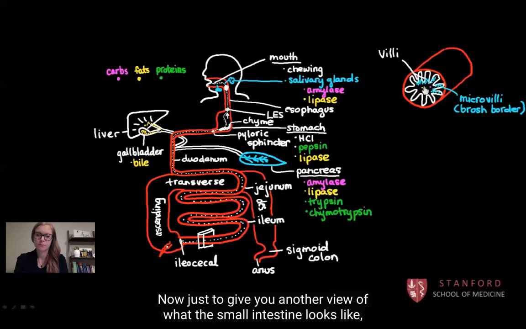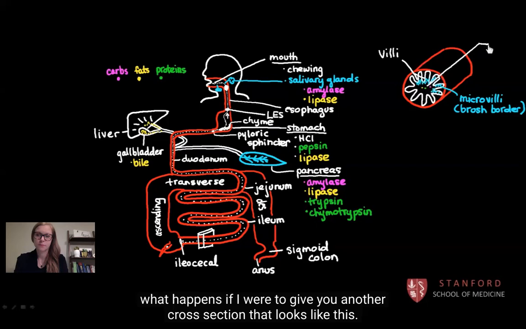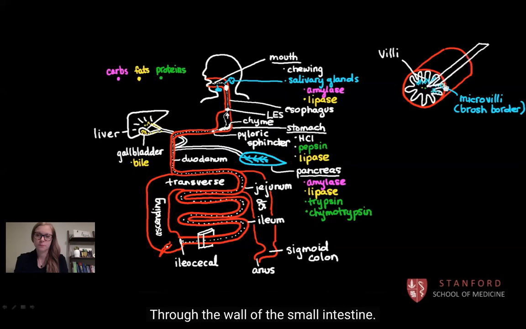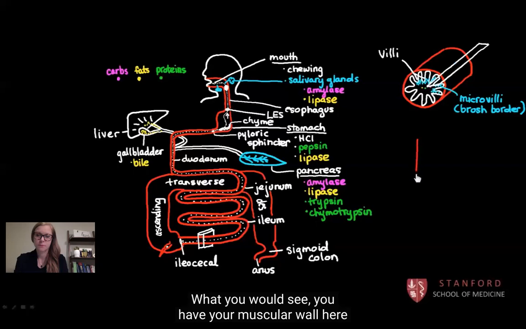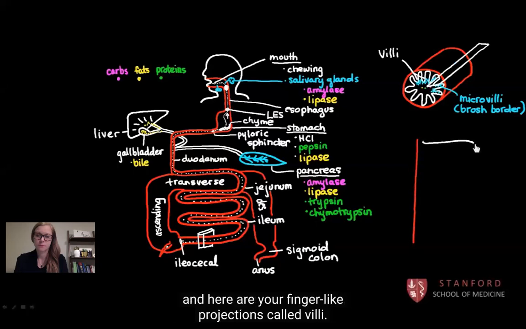Now, just to give you another view of what the small intestine looks like, what happens if I were to give you another cross section that looks like this through the wall of the small intestine? What if we were to slice it open? What you would see, you have your muscular wall here, and here are your finger-like projections called villi.